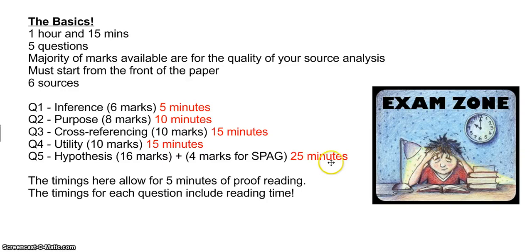Now, the timings here allow for 5 minutes at the end to proofread if you want to, but also bear in mind that where I'm saying, for example, question 3, you can spend 15 minutes on, you need to do your analysis of the source within that time as well. So although it seems like you've got a lot of time, actually, once you factor in the fact that you've got to analyse the sources as well, it does make it quite tight.